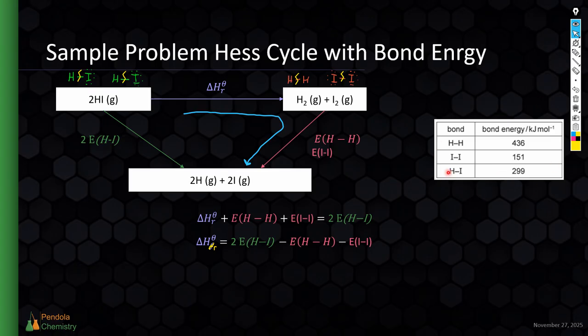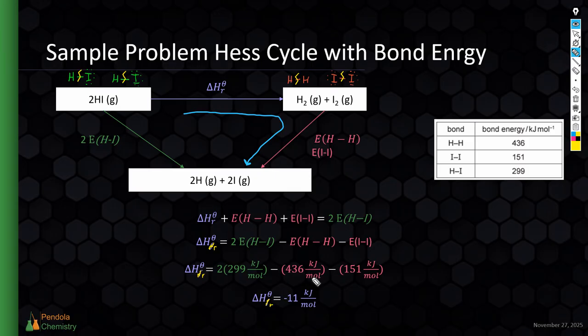And then if we bring in our bond energies from our chart earlier in the question, we know that the HI bond energy is 299. We know that the bond energy of HH is 436. And we know the bond energy of II is 151. So 2 times 299 minus 436 minus 151 gives us that the enthalpy change of reaction, again these are F's but it should be R's, is going to be equal to negative 11 kilojoules per mole.